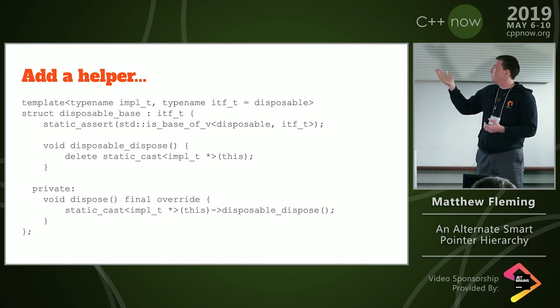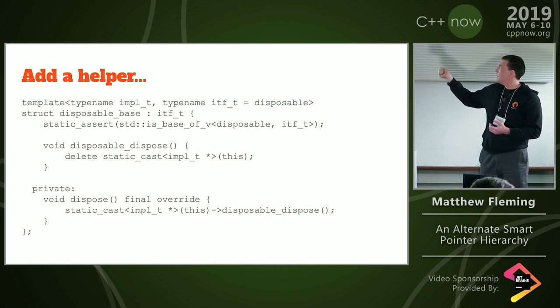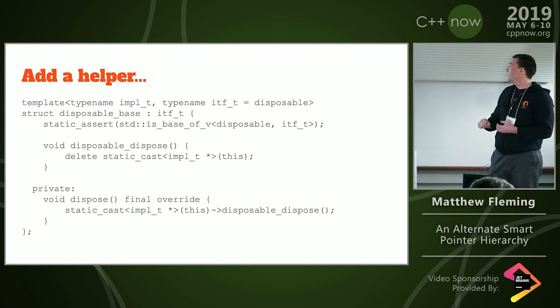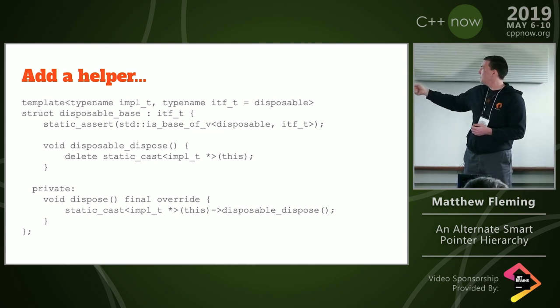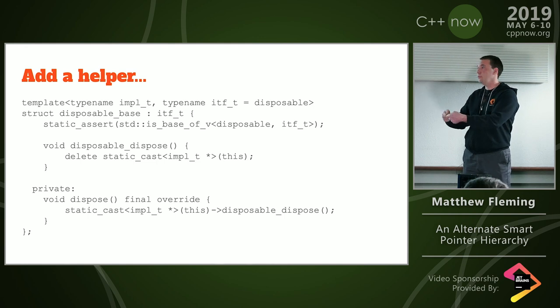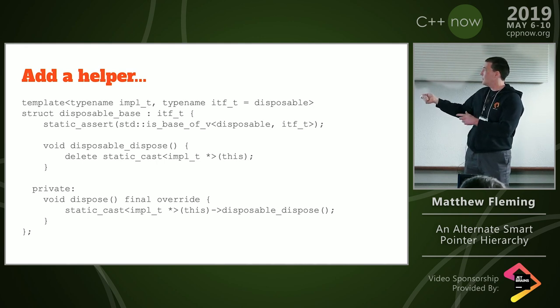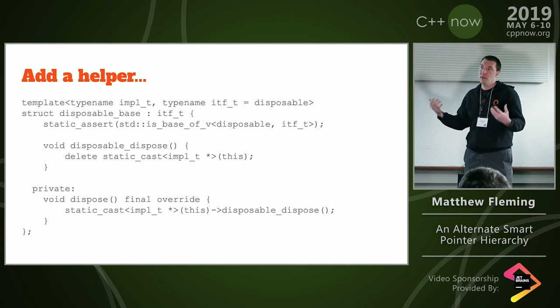So anyway, I have a CRTP helper. You tell me what your base type, what the actual concrete type is, and you tell me the interface you want it to look like, which defaults to disposable. And then I can just implement dispose. Dispose will cast your pointer into the actual implementation type, and it calls this regular member function, disposable dispose, which by default just says delete this.